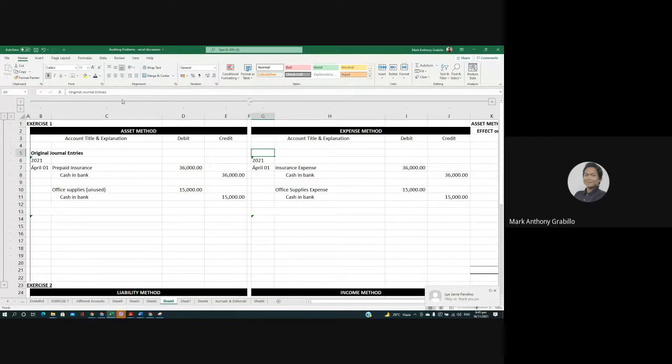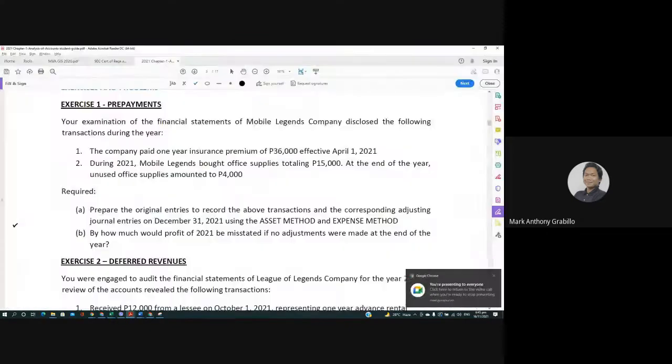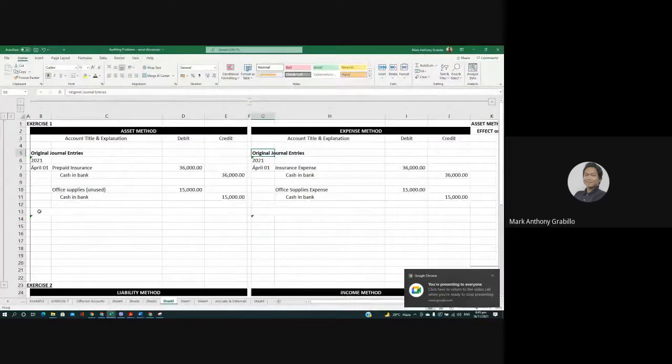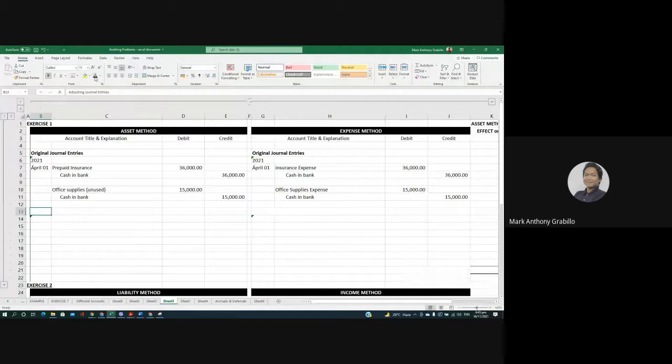So, pinagawa tayo ng original journal entry. And then, at the end of the year daw, ano pang required sa atin? Pinapagawa tayo ng adjusting journal entries. So, gawa tayo ng adjusting entries. What will be our adjusting entries at December 31, 2021, assuming we are using the asset method?